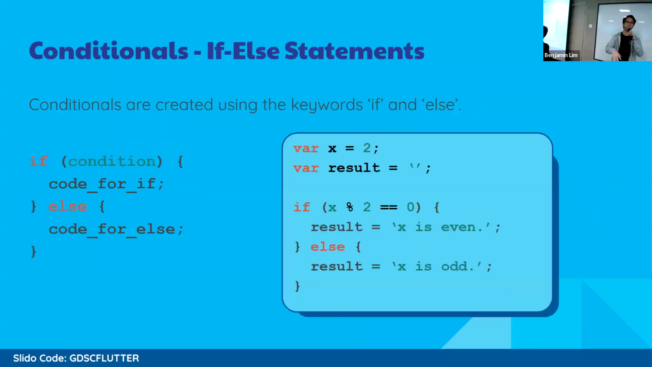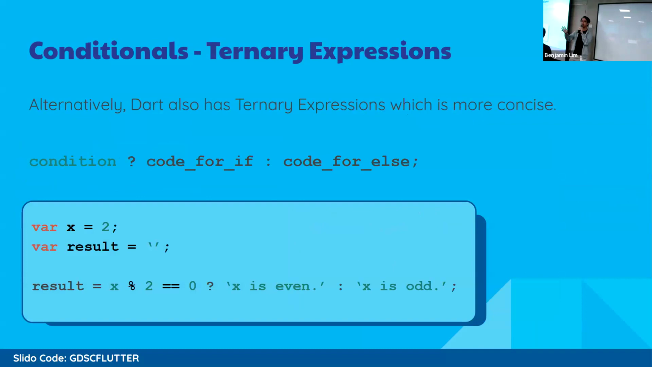So regular if-else statements are like this. The conditions after the if need to be in parentheses. After that, you need to have whatever statements or expressions inside of that. And if you want to have the else, you can put that as well. So this is an example where we have the expressions inside of the curly brackets, and then the condition is inside of that. So yeah, that's pretty much it.